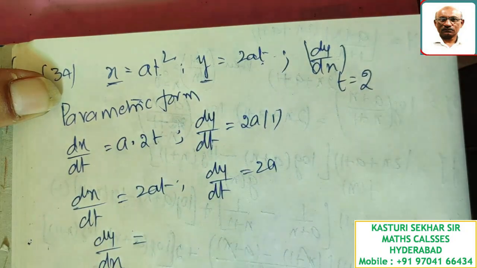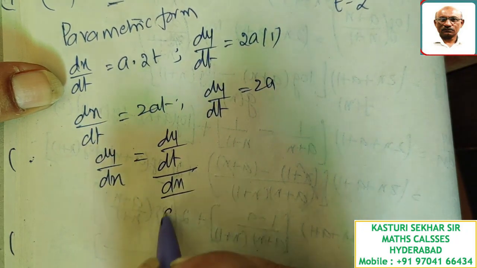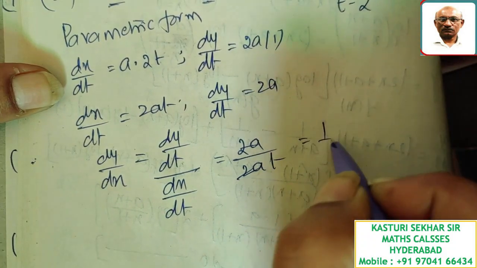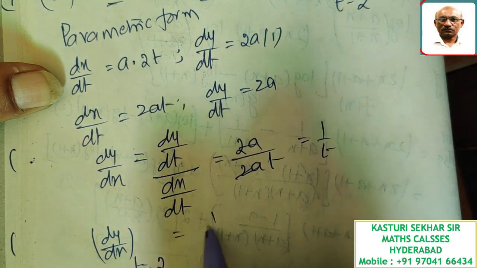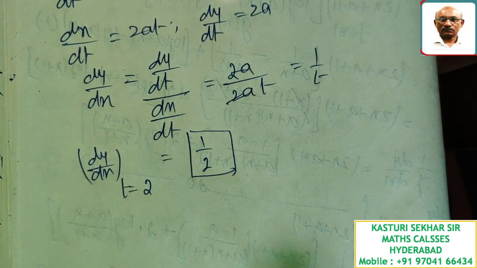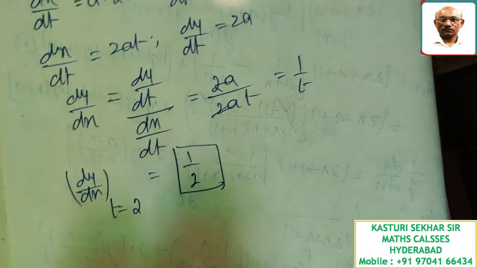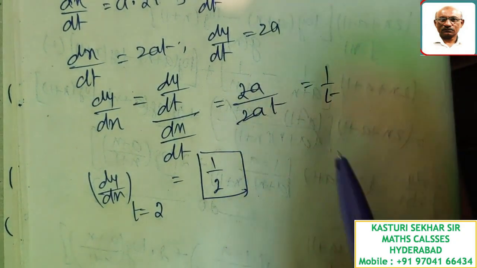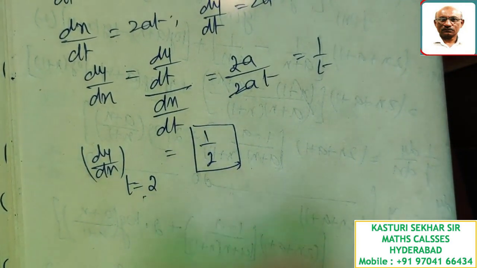dy upon dx is equal to dy upon dt divided by dx upon dt, which is 1 by t. dy upon dx at t is equal to 2 is 1 by 2. 34 over. Very simple question. Already this model covered in the previous videos. Only additional point is slope of the tangent at t is equal to 2, I have to calculate.